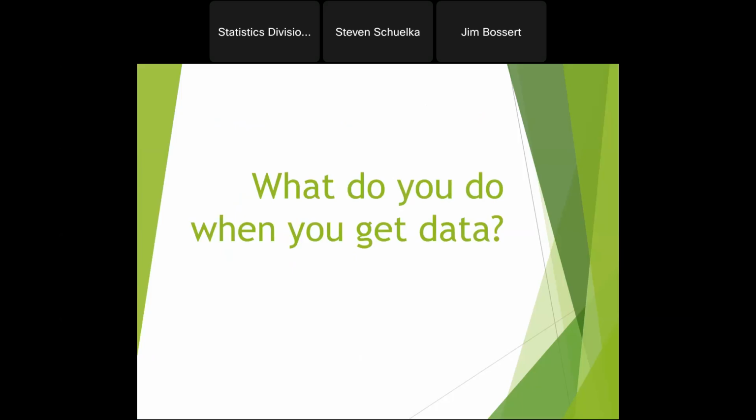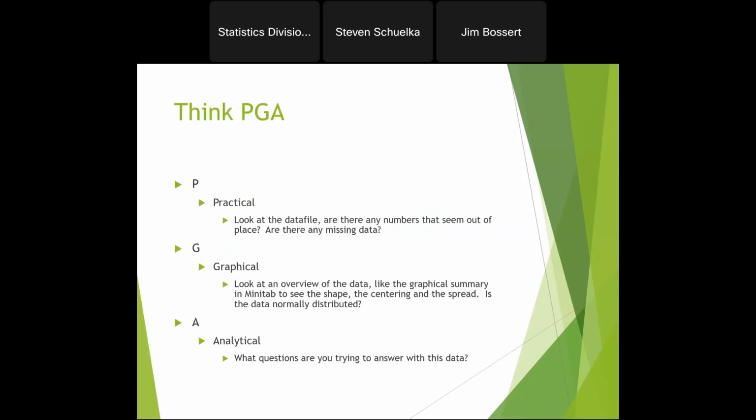So somebody gives you some data. What do you do with it? How do you go after it? Well, I want you to think about PGA, okay? And this is not the Professional Golf Association. This is a way to look at data. P stands for practical. Look at the data. Do you see any numbers that are really out of place, or are they missing? Okay, that's the first thing.